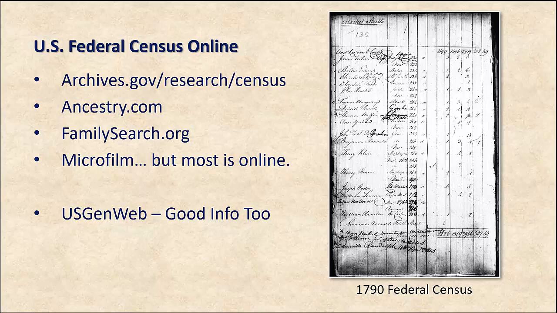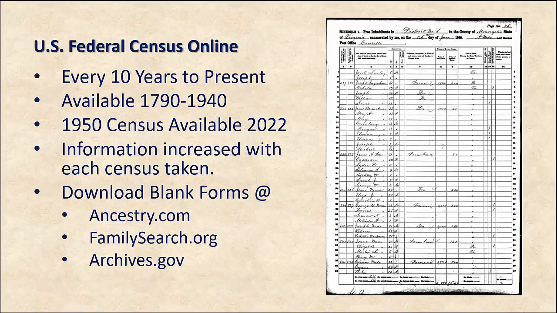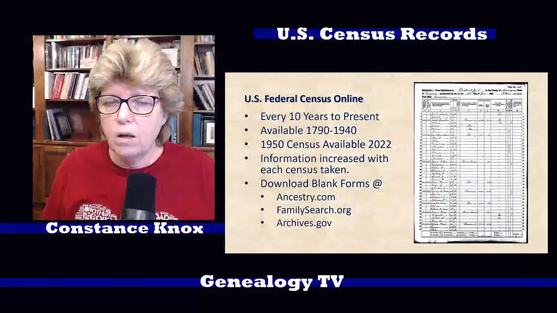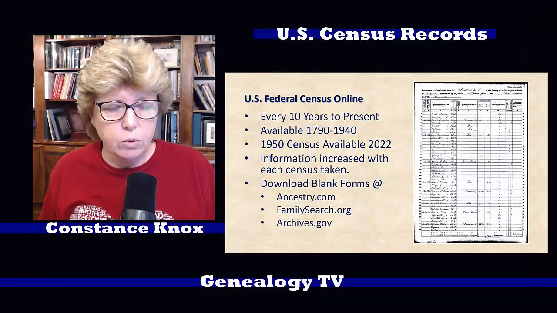And so we'll go into this a little bit more in a moment, but a lot of these resources are for free. So the U.S. federal census was done, like I said, every 10 years. It's available from 1790 to 1940. The 1950 census will be available in 2022. So with each census record, with each enumeration, more and more information became available.